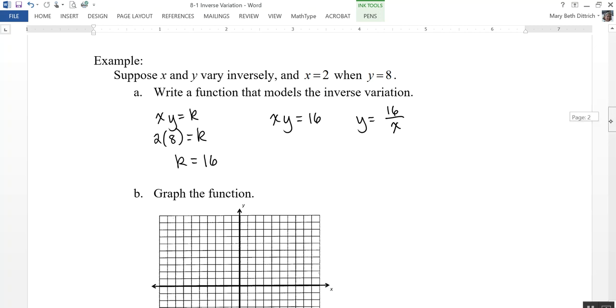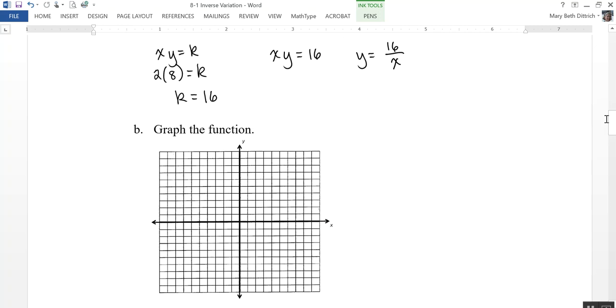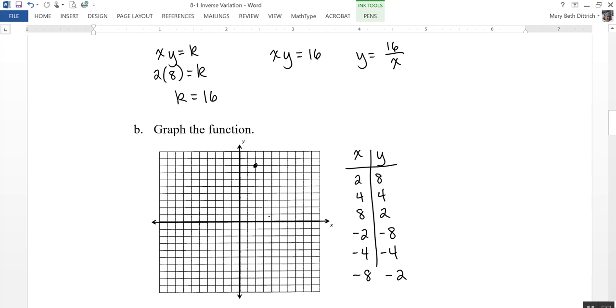Okay, now we need to graph this function. So basically, I'm looking for pairs of numbers that multiply to 16. Because notice, x times y has to equal 16. Well, I could do 1 and 16, but that won't fit on my graph. So I'm going to do 2 and 8, 4 and 4, 8 and 2, and then I also need to have some negative numbers. Negative 2 times negative 8, negative 4 times negative 4, and negative 8 times negative 2. So that's going to give me something that looks like this, and 4, 4, and 8, 2.